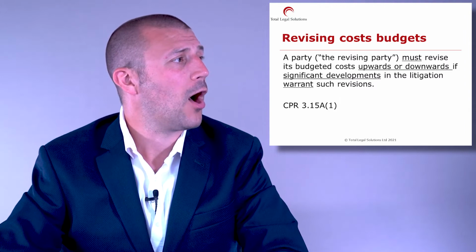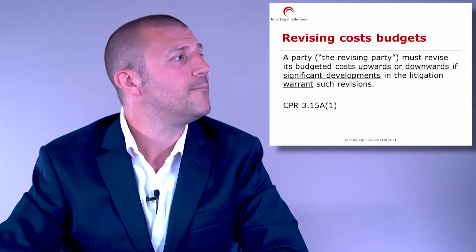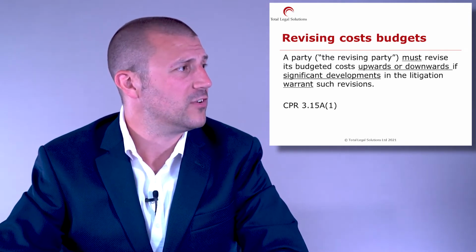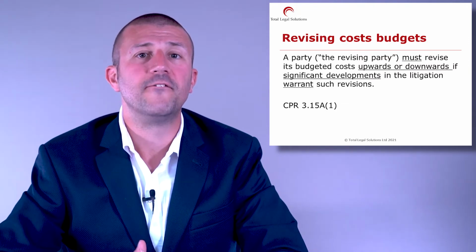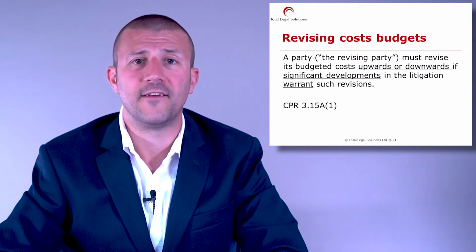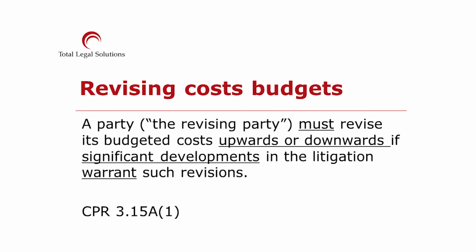This rule says that a party must revise its budgeted costs upwards or downwards if significant developments in the litigation warrant such revisions. Now, I've highlighted a number of words in this slide. The first is "must." The rule is clear that this is mandatory. If there has been a significant development, parties are under an obligation to make an application to revise their budget. The second is "upwards or downwards."